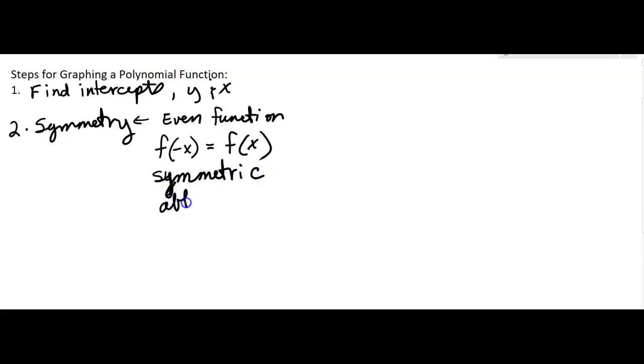about the y-axis. And the reason that's helpful is if you know you have an even function and you find a point on the left of the y-axis, then you know you've got one on the right. So it kind of cuts your work in half. You get 2 points for the price of 1.